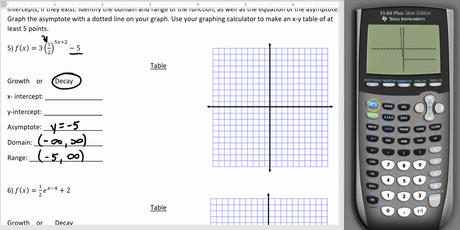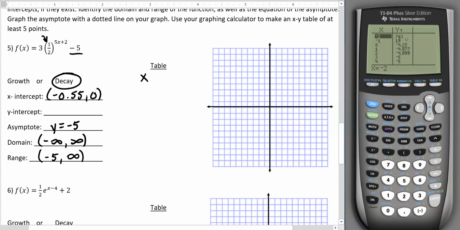So let's do second calc. Let's find my x-intercept to start. I'm to the left of it, I'm to the right of it, I press enter: negative 0.55, so (-0.55, 0) is my x-intercept. Now to find my y-intercept, second table. Look at this, it goes from 0 to negative 2, and it's already over 700. That's wild.